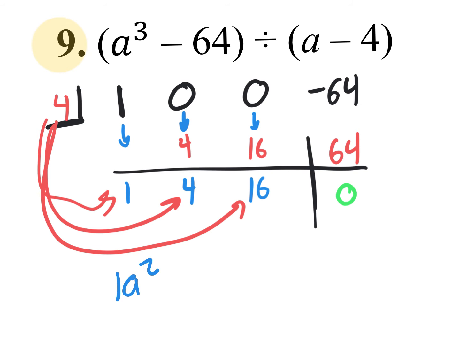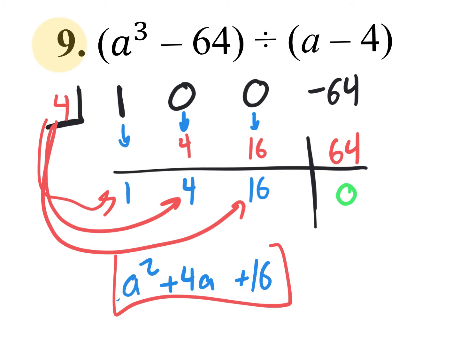1A to the second, which means that the 4 is now going to have a regular A, and that 16 is just going to be a regular 16. And you don't need the 1 in front of the A squared. So there's your final answer. A squared plus 4A plus 16, no remainder. Fun stuff, huh? It's done really quickly, way better than long division.